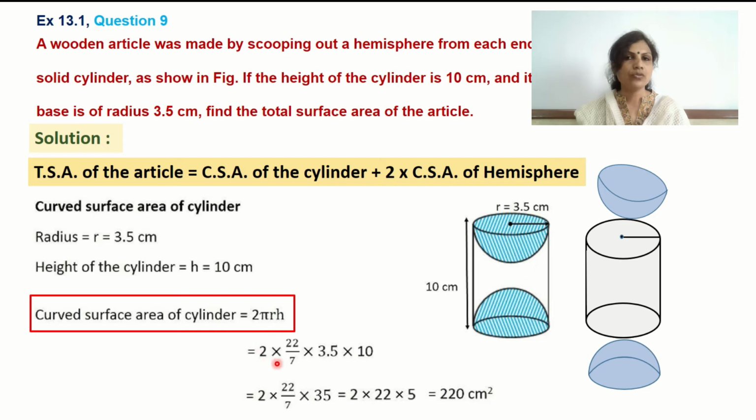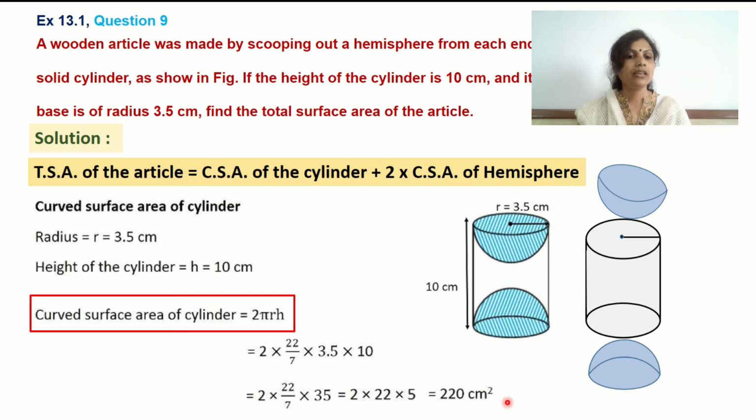Substitute the values. 2 into 22 by 7 into 3.5 into 10. So 2 into 22 by 7 into this 3.5 you convert into decimal fraction. So 35 upon 10, and then you can cancel 10. So 2 into 22 by 7 into 35. Then 7 5s are 35. So we are left with 2 into 22 into 5, and that is equal to 220 centimeter square. So the curved surface area of cylinder is 220 centimeter square.